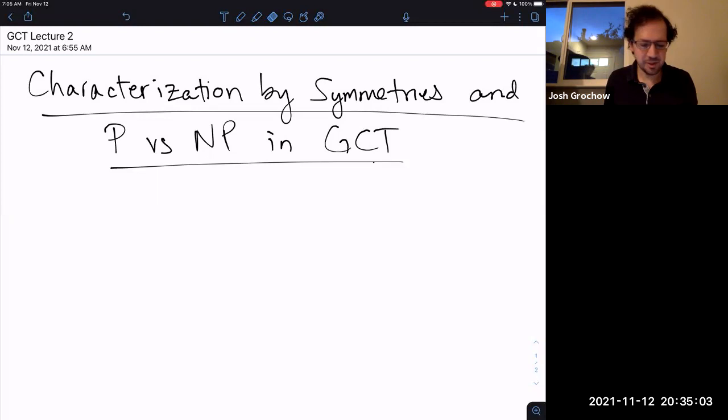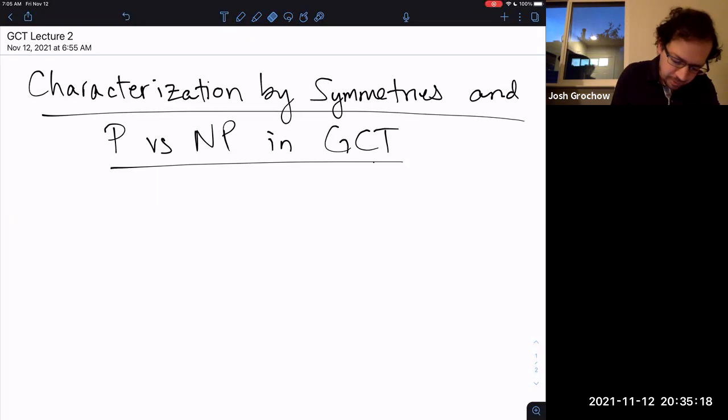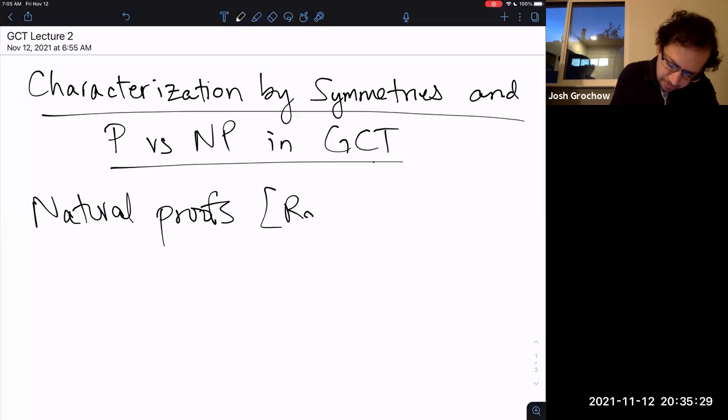Again, I'll give specific references as I state results, but most of the big ideas here are from the original paper GCT1, and then some of them are things that have developed since. But I actually want to start today's story in a slightly different place, which is with what are called natural proofs. So this goes back to Razborov and Rudich.